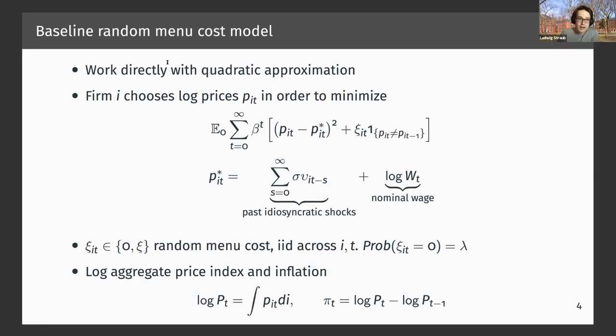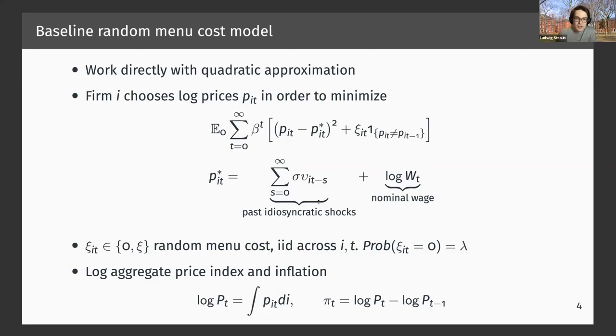So there's a mass 1 of firms, and every firm i is going to choose the optimal path of log prices, p_it, in order to minimize some discounted stream of costs. And so what is in that cost term? There's going to be a difference between the log price at every given point versus the optimal price, p_i star, in that period. And there's a cost that comes from menu cost, which you have to pay when you change the price over time.